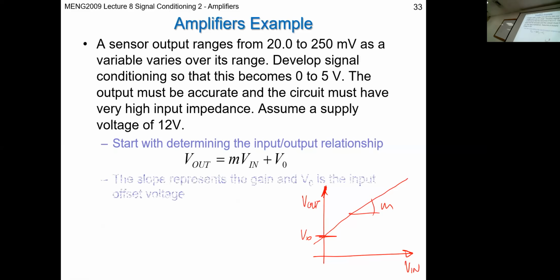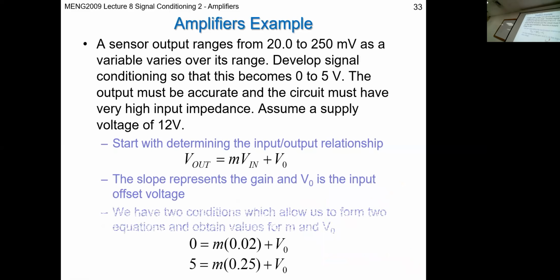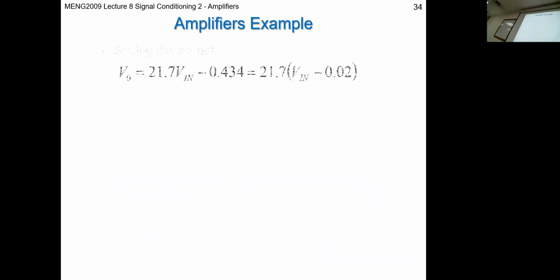All right, given time, I have to define this for you. We have two conditions: 0 volts output equals M times 0.02, 20 milliamps to millivolts, sorry, plus V naught. You don't know what V naught is. Next condition, 5, gives us 250 millivolts plus V naught. Well, two equations, two unknowns, so we can solve those.